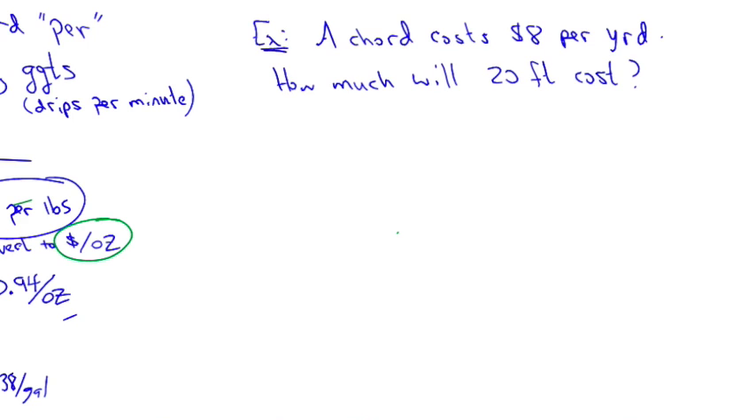Okay, we'll do it the right way. There are 3 feet in the yard. Here, I'll start you off. $8 per yard. Always start off with what's there, what you have. And you always want to write it as a fraction. I made it seem easy, didn't I? It is though. You have to practice.